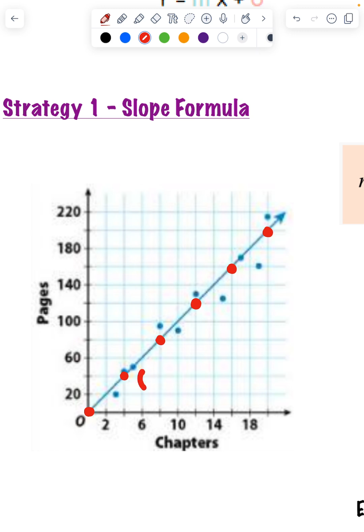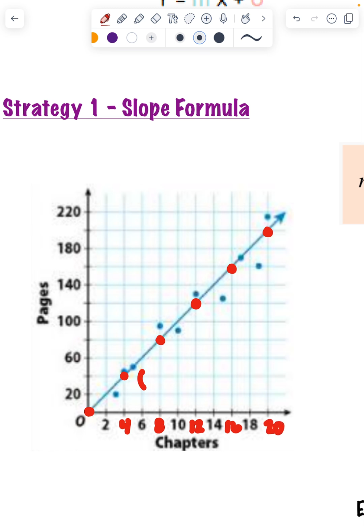In order for me to find my ordered pair, I will need to look at what my scale is on both my x and my y-axis. In this particular scatter plot, my x-axis is going by chapters, and I can see that it's counting by 2. So that means I can fill in my missing numbers and know that this would be 4, this is 8, this is 12, this is 16, and then lastly would be 20.